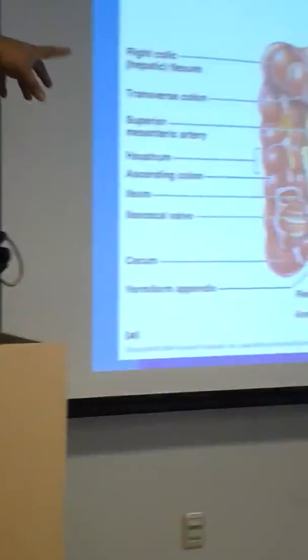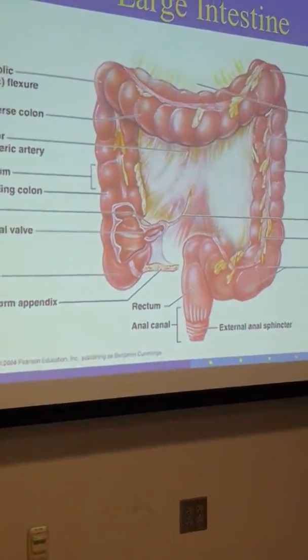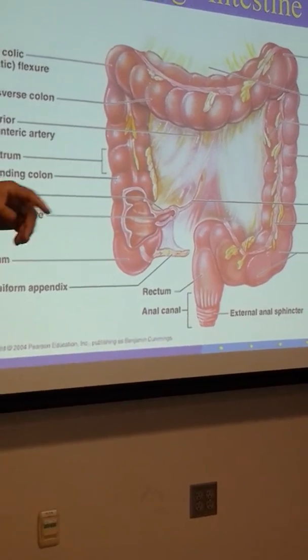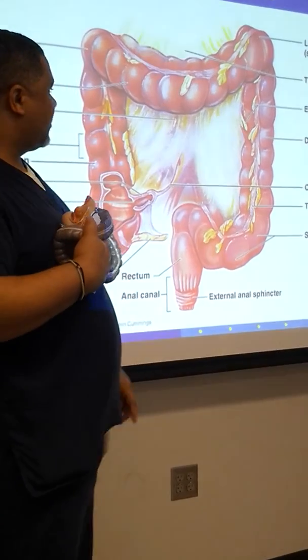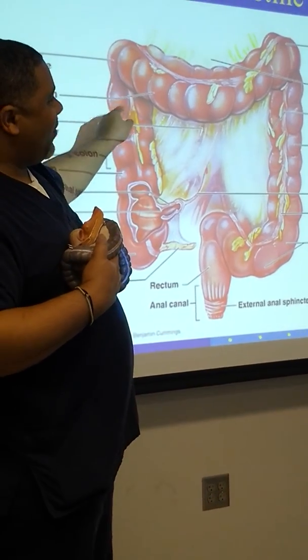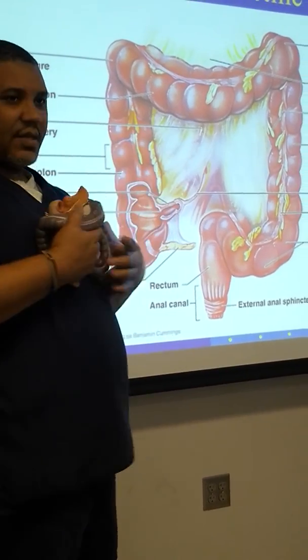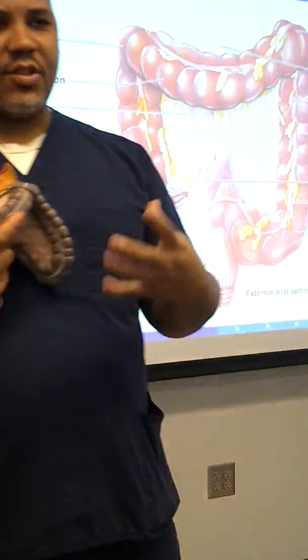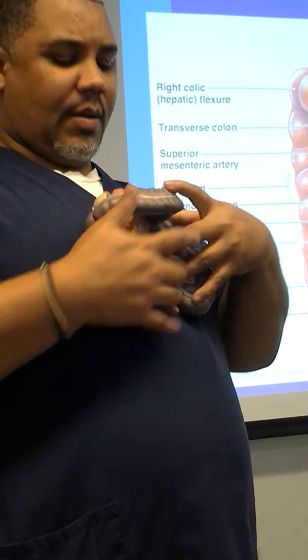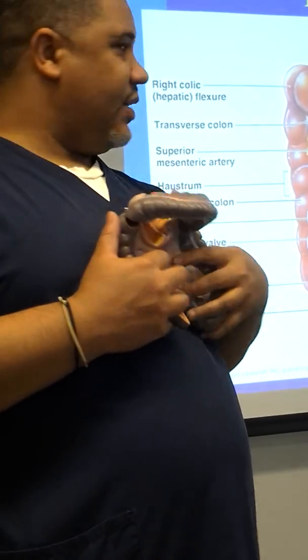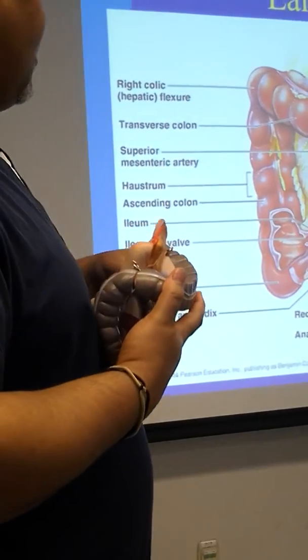Now, on the picture, you'll see that there's some additional structures that are not on the model, which includes the anal canal and the rectum, the external anal sphincter, as well as the epiploic appendages, which are basically very similar to Peyer's patches and the appendix, except they're lined along the different components or areas of the intestine. So that's what that is there.